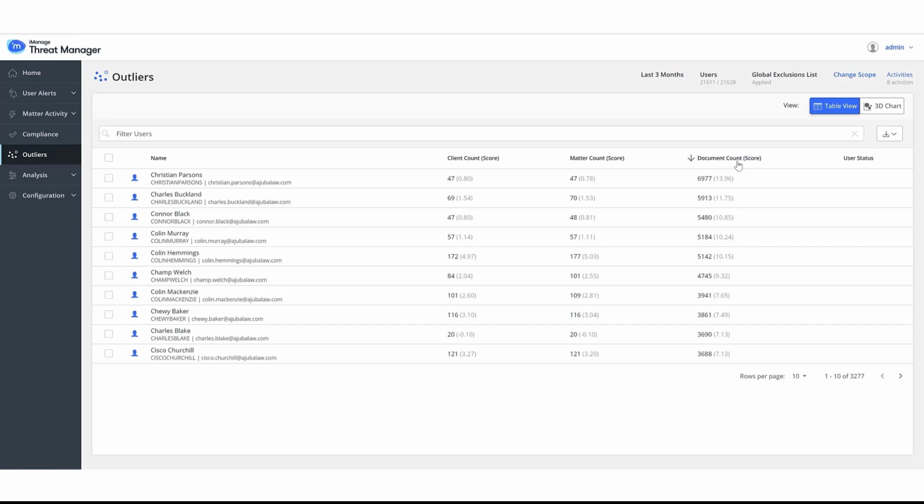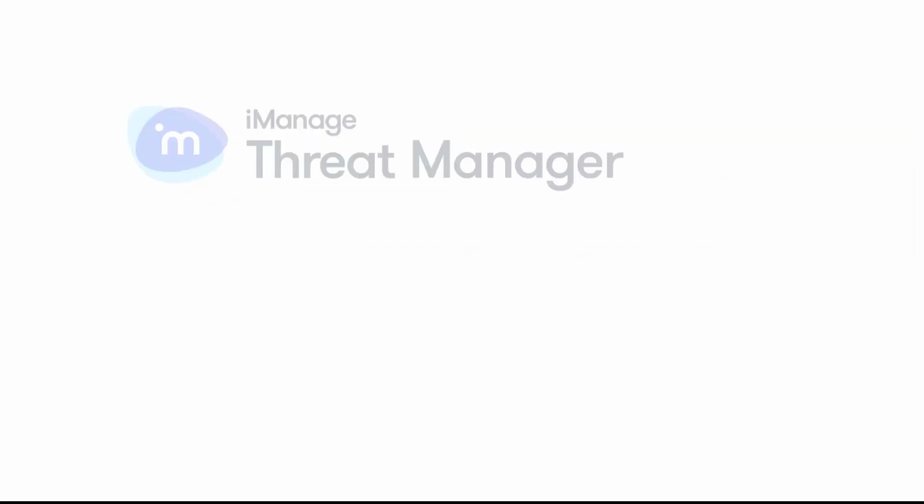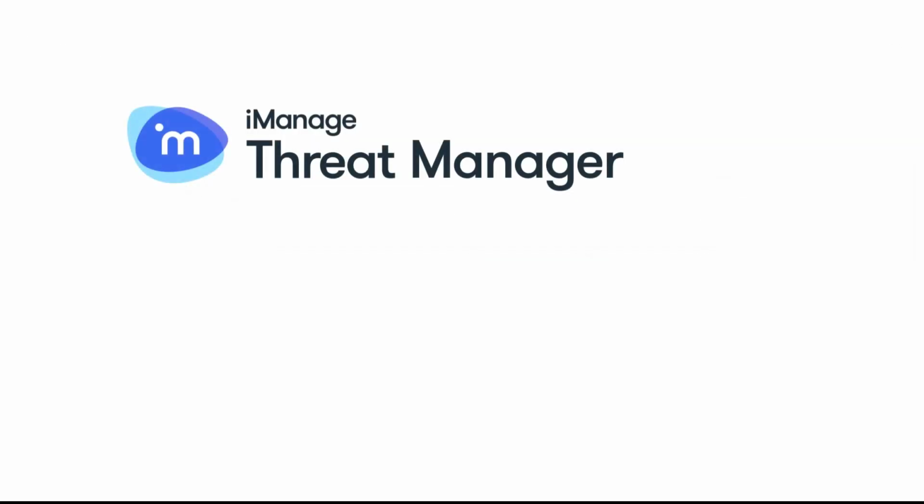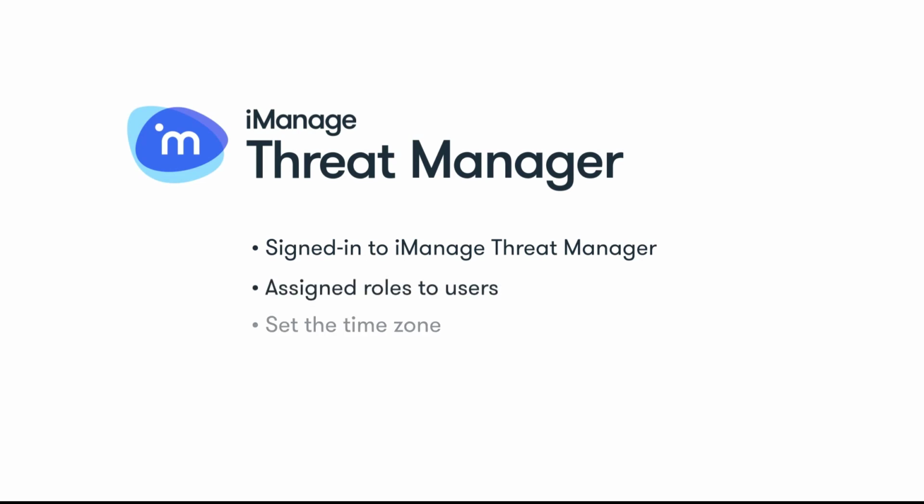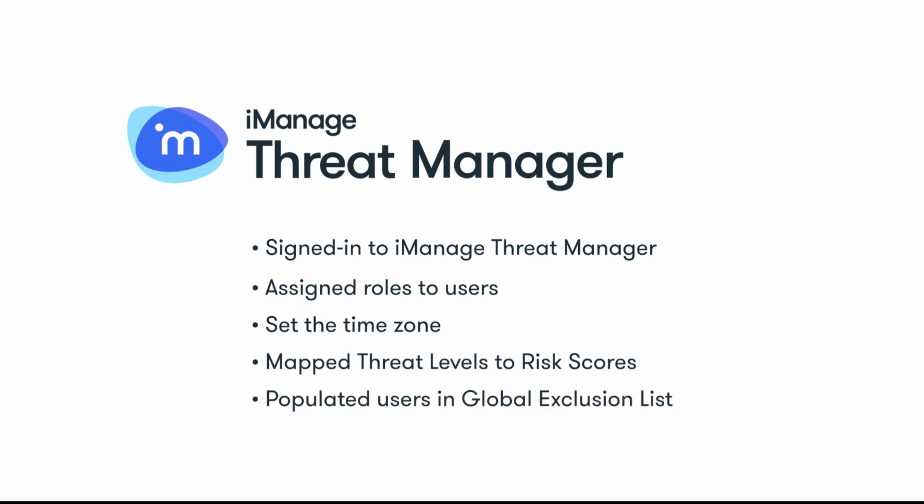Your initial configuration is complete. As part of initial configuration, you have signed into iManage Threat Manager, assigned roles to users, set the time zone, mapped threat levels to risk scores, and populated users in the Global Exclusion List.